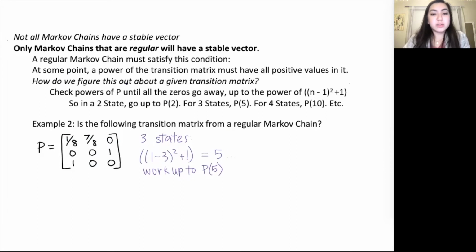So how do we figure out if a given matrix is regular? We're going to check powers of P until all the zeros go away, up to the power of (n minus 1) squared plus 1. So this just helps you find a stopping place so you're not checking forever. So for example, if you have a 2 state, you'll go up to P to the 2. For a 3 state, you'll go up to P to the 5, and for 4 states, up to P to the 10, etc. Here in this example, we have a 3-state Markov chain. So if we have 3 states, it was (n minus 1) squared plus 1. So 3 minus 1 is 2, squared is 4, plus 1 is 5.